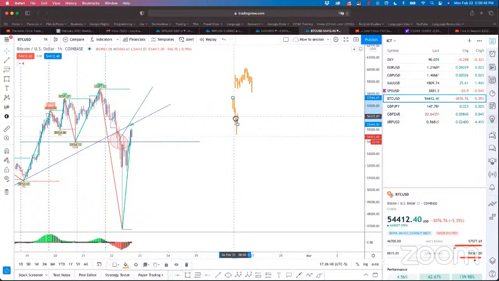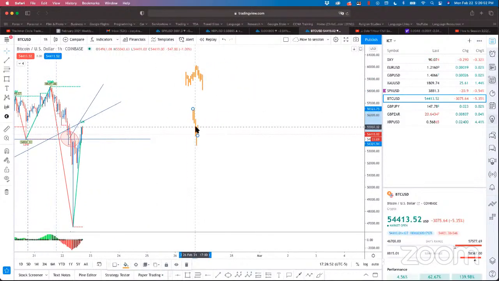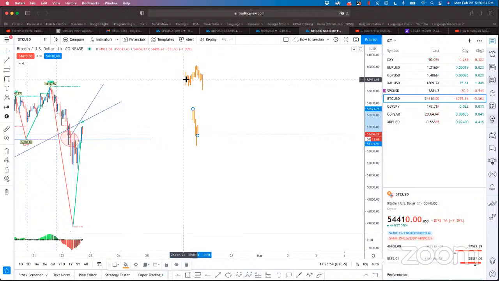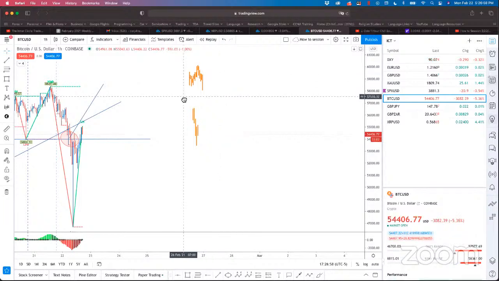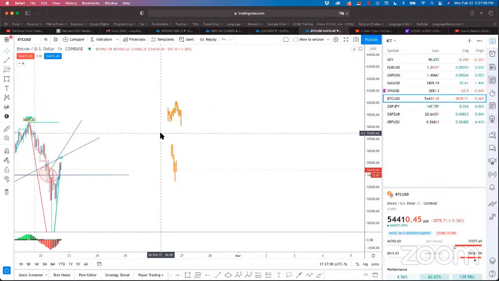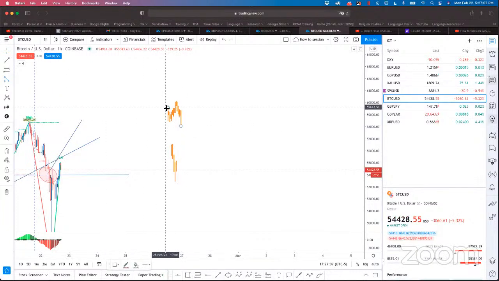So let's look at just what Bitcoin did because Elon Musk made some tweet or something. Yeah, this was Elon Musk that did this. So it was news that made this happen right here. So it wasn't a normal candlestick pattern, but here's the thing, even in this case right here.